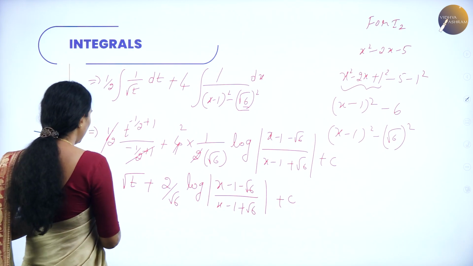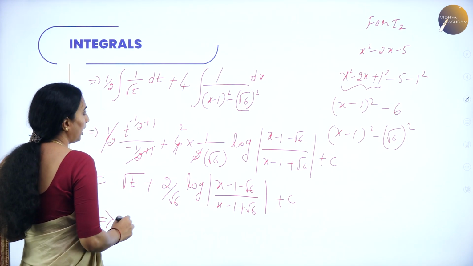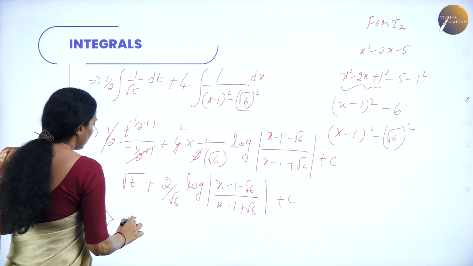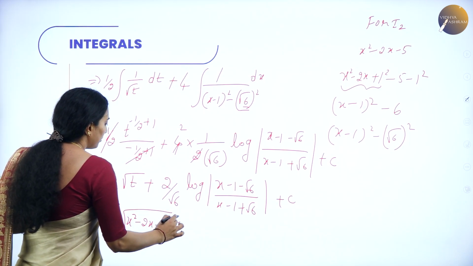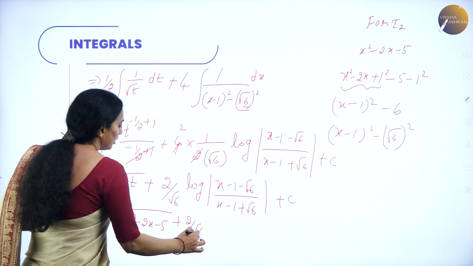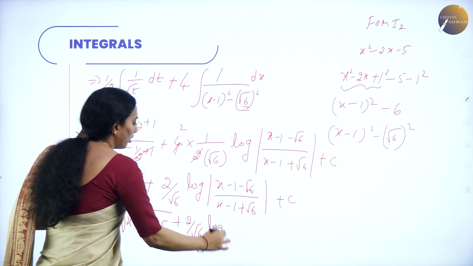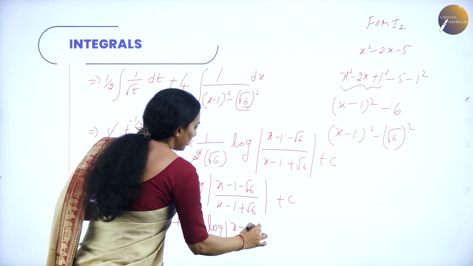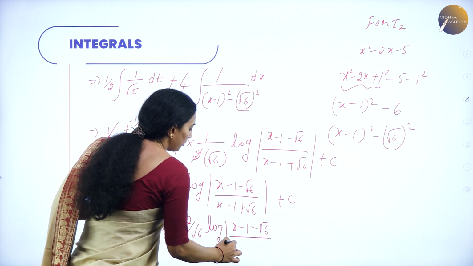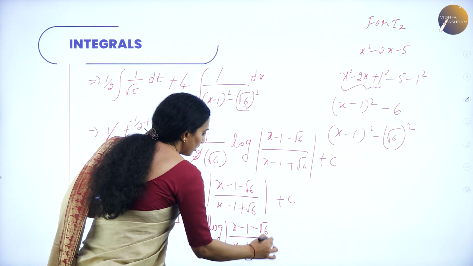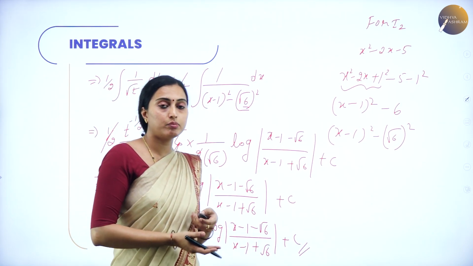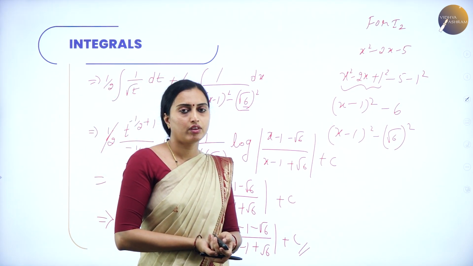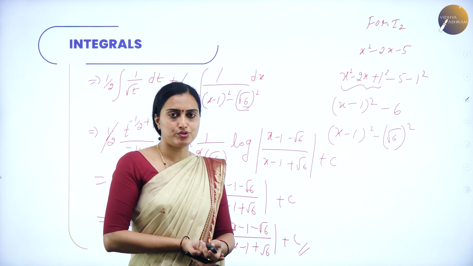Substituting back, t is nothing but what we substituted, x squared minus 2x minus 5 under the root, plus 2 by root 6 into log of modulus of x minus 1 minus root 6 divided by x minus 1 plus root 6, that is x minus a divided by x plus a. I hope you understood this one also.